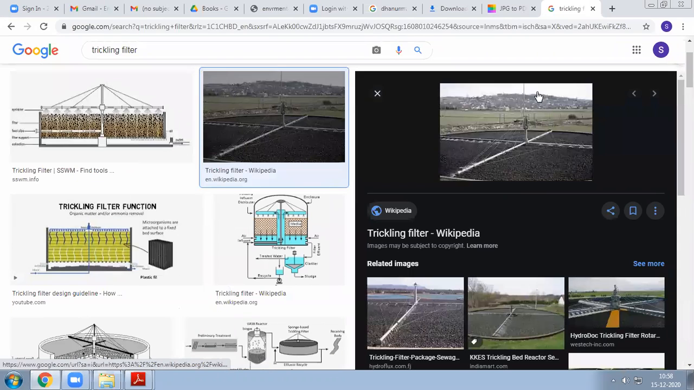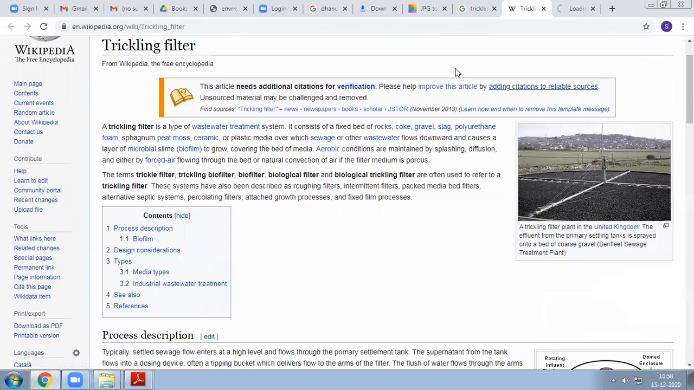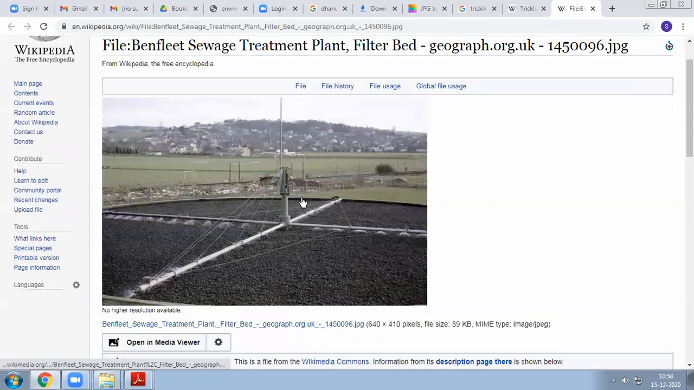This is how your trickling filter looks. You see this now? This is all rotating arms, and this is your coarse material. So the waste is passing here. See, nozzles will be there. This is how it will look. And above it, that layer will develop. After a certain time, this biofilm will be peeled off, meaning it will come out. So this is how it looks.